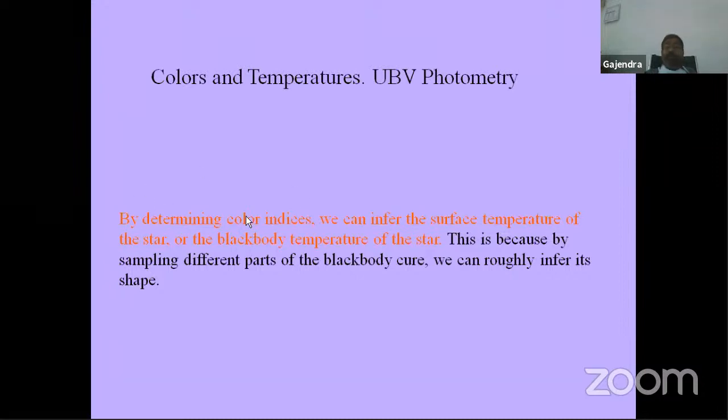So the idea is, now we recorded the photon counts per second in different filters. We have the photon counts in B, we have photon counts in V, and by determining color indices, we can infer the surface temperature of the star, or the black body temperature of the star, by just sampling the black body distribution of these stars. By sampling different parts of the black body curve, we can roughly infer its shape. Okay, so if you plot U, B, V color, then you can visualize it as a curve and then associate it to a black body of a given temperature.